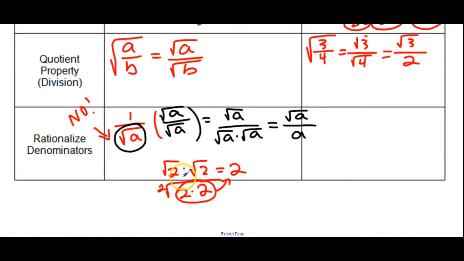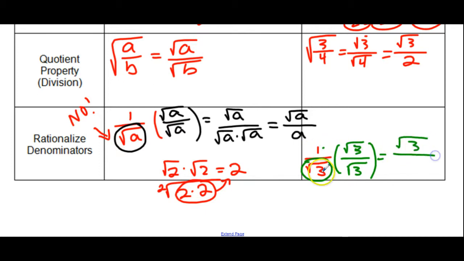Let's look at another example. Say we have 1 over square root of 3. We can't have that, so we're going to take the bottom, whatever this is, square root of 3, and multiply it to the top and to the bottom. So the top part, 1 times this is square root of 3. This times this, so square root of 3 times the square root of 3.